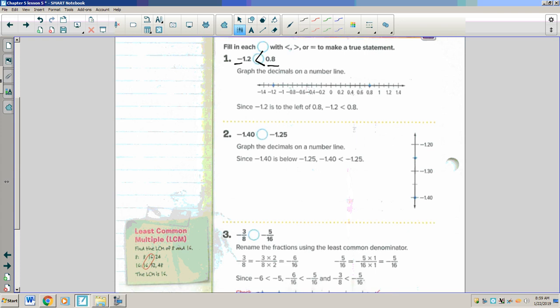Number 2, negative 1.4, negative 1.25. 1.4 is there. 1.25 is higher. That means it is greater than negative 1.4.